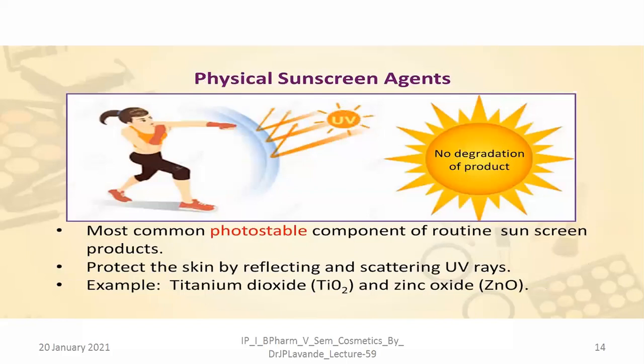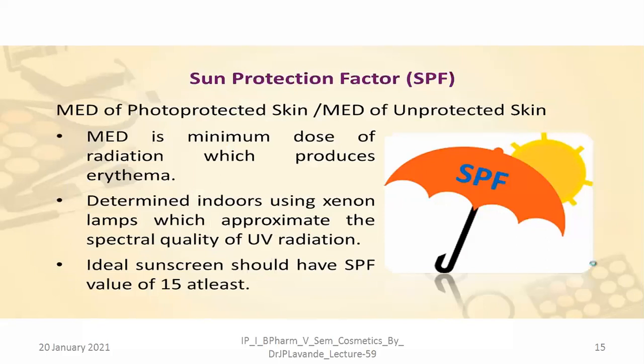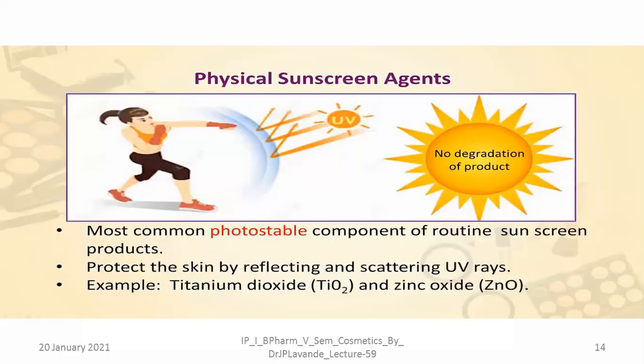Physical sunscreen agents are the most common and photostable components of routine sunscreen products, and there is no degradation of the product. They protect the skin by reflecting and scattering the UV rays, and the examples are titanium dioxide and zinc oxide. So these are the physical sunscreen agents.